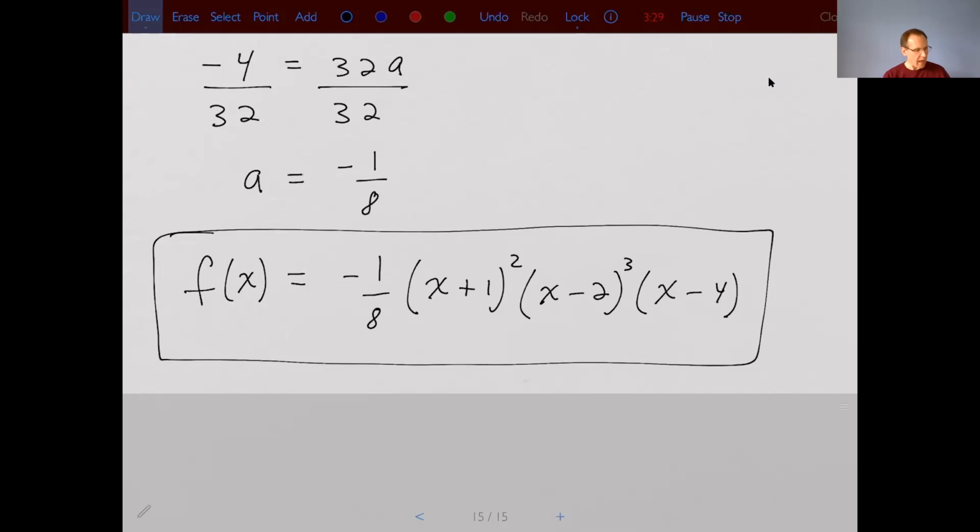Okay, excellent. So that's it for 3.3. In the next lecture, we're going to jump to 3.7, which is on rational functions. That'll be the last section that we do in chapter 3. And then we can start looking at chapter 4, which is going to be on exponential functions and log functions. So exponentials and logs. All right, great. Thanks, everyone.